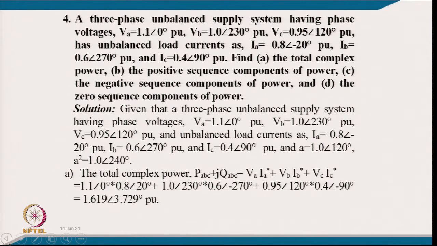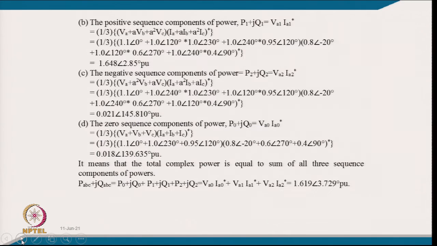So, given that it is a 3-phase unbalanced supply system, the voltages are already given and the current is also given. So, we can find the total complex power P_ABC plus jQ_ABC as VA IA conjugate plus VB IB conjugate plus VC IC conjugate, and we put the values and calculate it. It comes to 1.619 per unit at the angle of 3.729 degree. So, this is the total complex power.